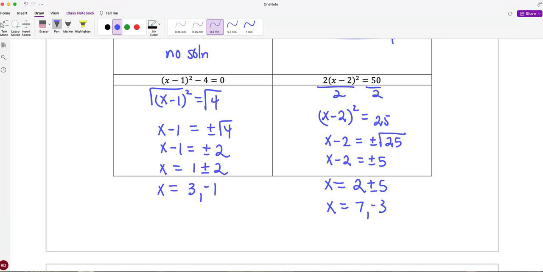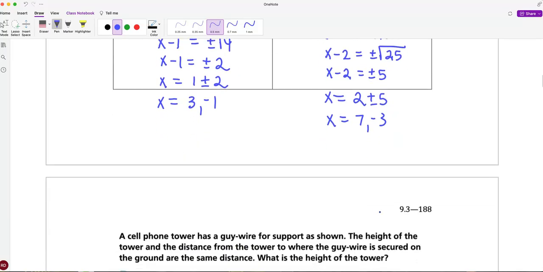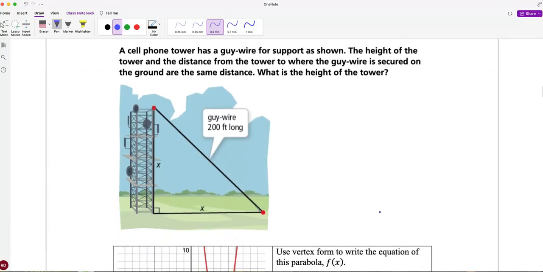Now you know these are right. If I were to plug in a 7 here, 7 minus 2 is 5. 5 squared is 25. Double it, you get 50. Plug in a negative 3. Negative 3 minus 2 is negative 5. Square it, you get 25. Double it, you get 50. So there are two answers.